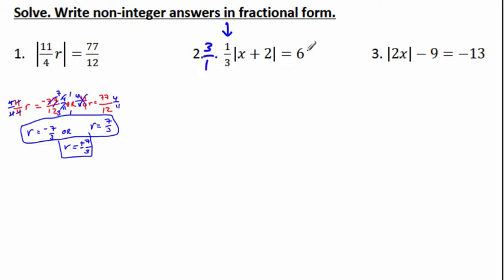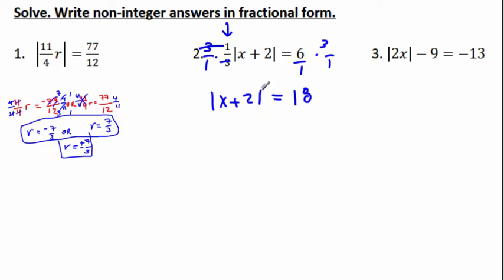You ever wonder why your teachers in the past said your fractions are so good for you to learn? Well, this is why. We're going to put that over 1. On the left, we get 3 over 1. Everything cancels. We're going to be left with the absolute value of x plus 2 is equal to 6 times 3, which is 18.